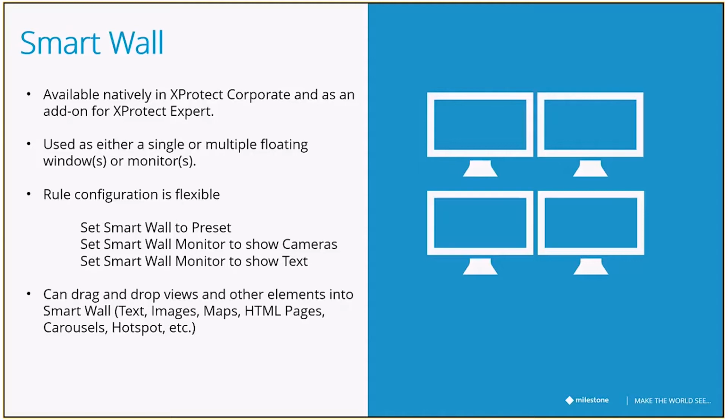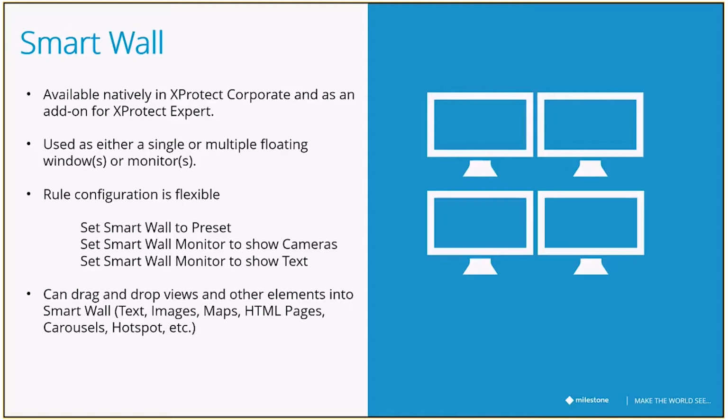And the rule configuration is pretty flexible too. You can use rules and events to trigger a preset, which will automatically show a certain view that's related to a specific event, and then either bring in cameras from metadata or specific cameras that you specify. Then you can set the SmartWall to show just specific cameras using an existing view, and put as many of the cameras that are related to the rule within that specific view. And then another use is that you can set the SmartWall monitor to show text, which is also a big differentiator that Matrix can't do.